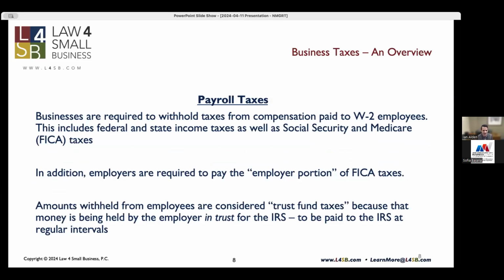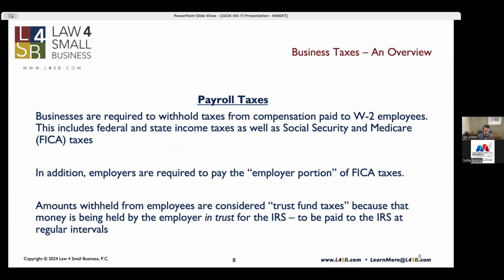Got payroll taxes. Like I said, there's withholdings that you have to do from paychecks, Social Security, Medicare taxes. There's the employer's portion of those taxes. All of these payroll taxes are what's called trust fund taxes. It's money that belongs to the IRS or to the state that you, the employer, withhold from paychecks and then hold until you pay it off to them. That's why they're called trust fund taxes, because you're holding them in trust for the IRS or the state.